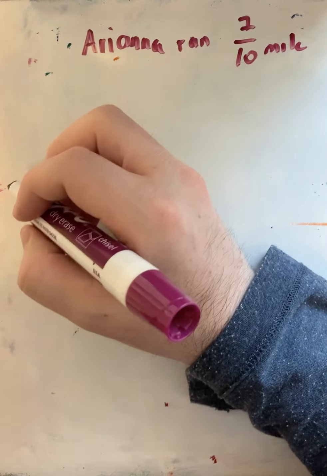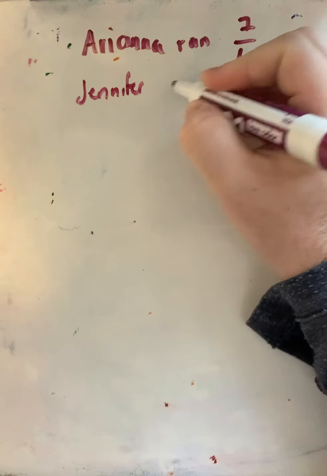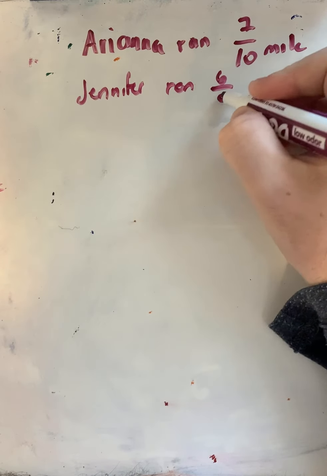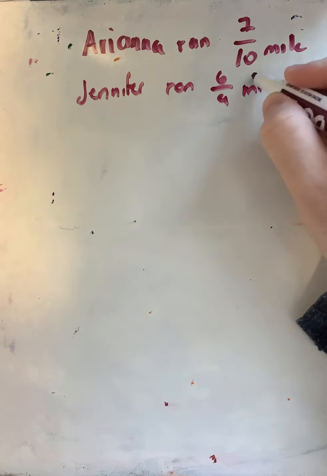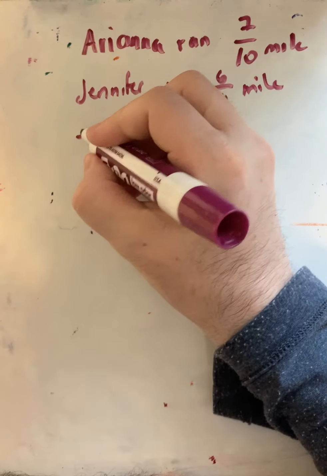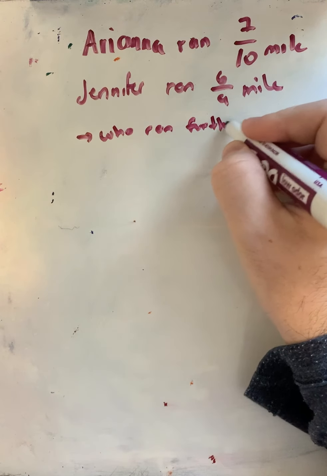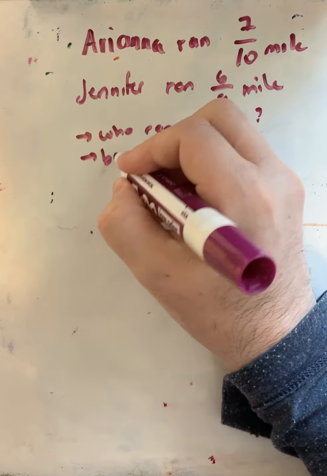And we're going to say Jennifer ran 6/9 of a mile. So my question is, who ran further? By how much?